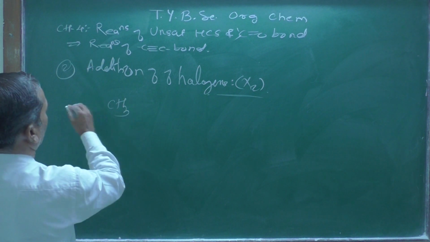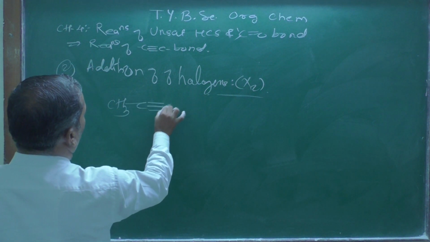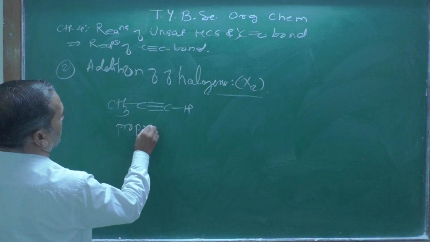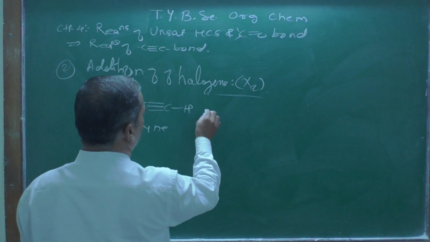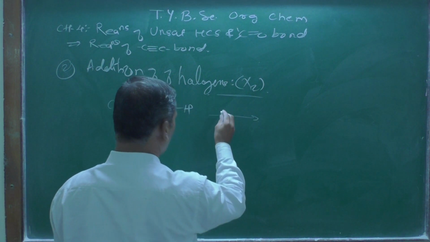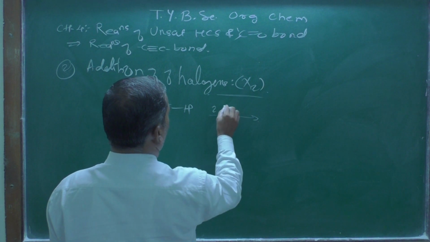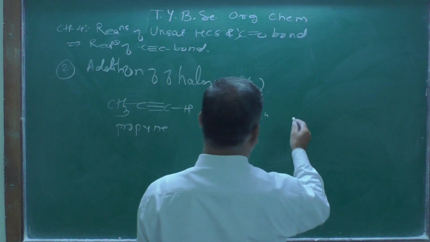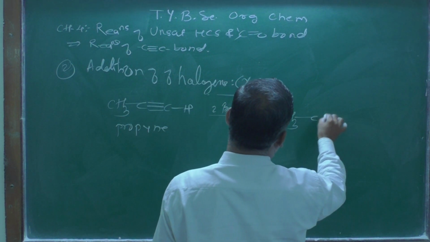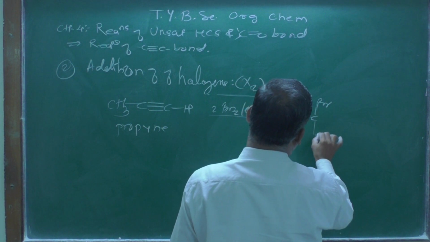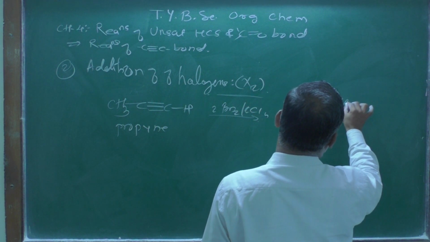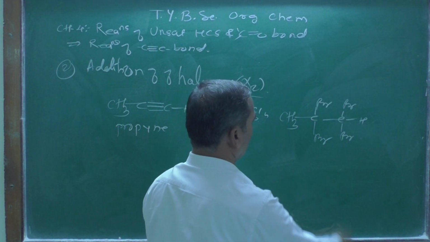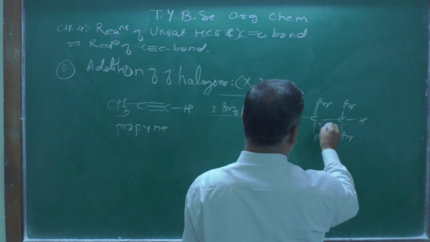Suppose let us see, starting compound CH3, C triple bond CH, that is propyne, as we know the name of this compound is propyne, and that will be treated with 2 moles of Br2 in presence of CCl4. What do you get? You are going to get the product CH3, then Br, then BrH and Br. For the name of this compound you start from this side: 1, 2, 3.